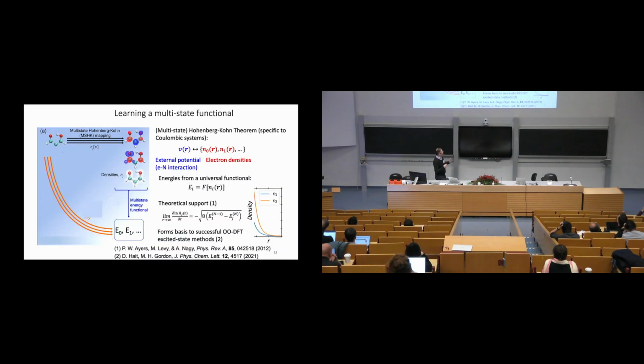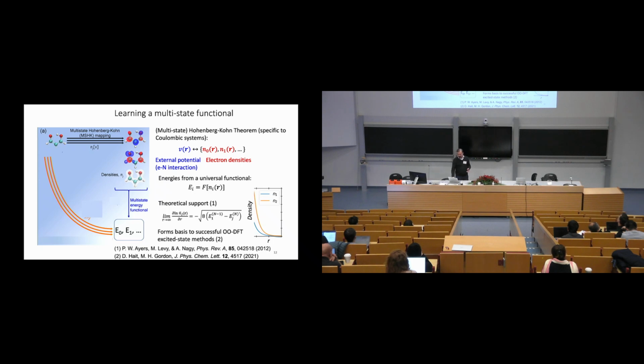And from that, there are arguments about whether there should be a universal functional that describes the energy of the system and how it's related to the density. That argument was made by Paul Ayers, Levy, and Nagy, and it forms the basis for orbital optimized density functional theory, which is very successful and, for example, is used quite a lot by Martin's group recently.